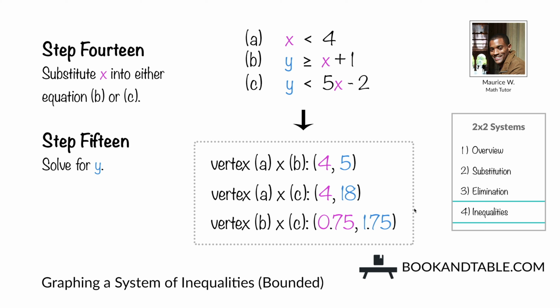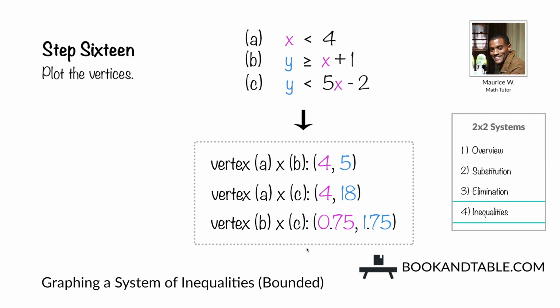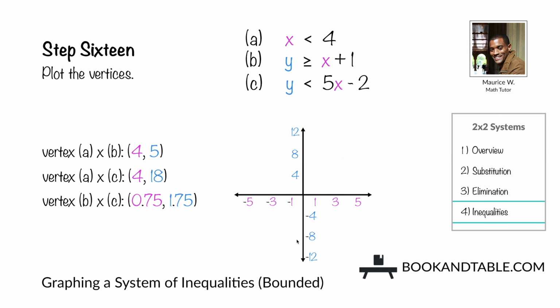So now we have all 3 vertices where the lines cross each other, and we have a value table for all three lines, so we can sketch A, B, and C. So now we can go ahead and begin to graph. So step 16, plot the vertices. So starting with AB, the first point is where x is 4 and y is 5. Plot the point. For vertex AC, it is where x is 4 and y is 18. Plot the point.